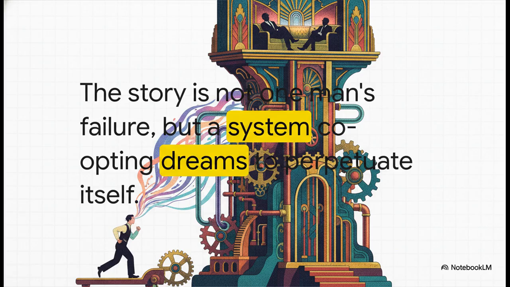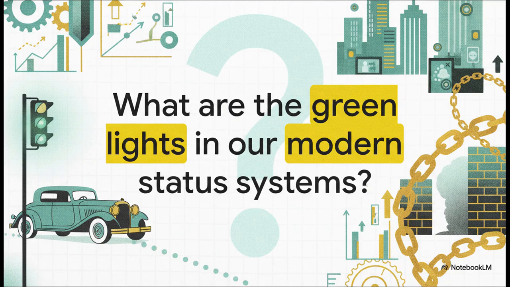Fitzgerald gave us this blueprint nearly a century ago, and it leaves us with a really critical question. What are the green lights in our own modern status systems? What are the visible goals that keep us all striving while hiding the invisible barriers that are truly in our way?